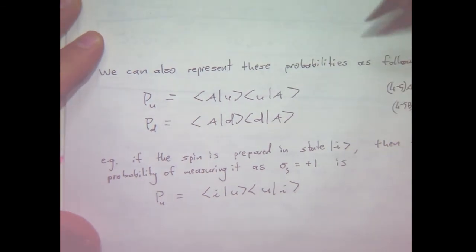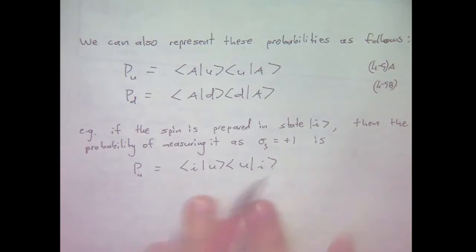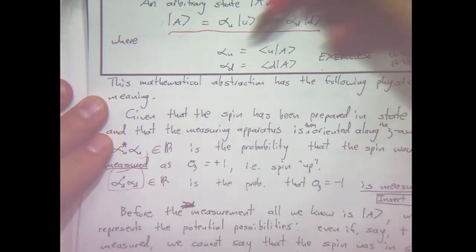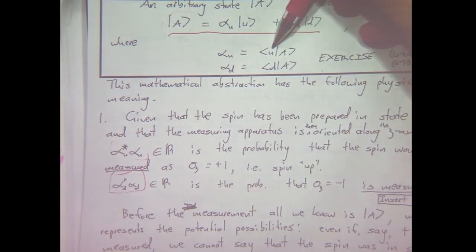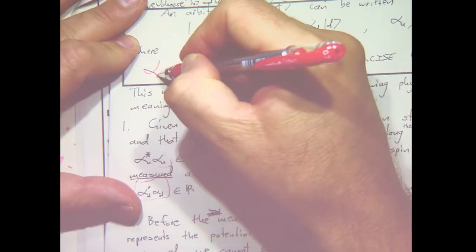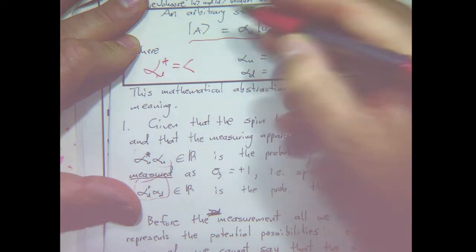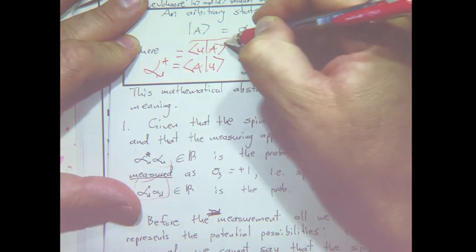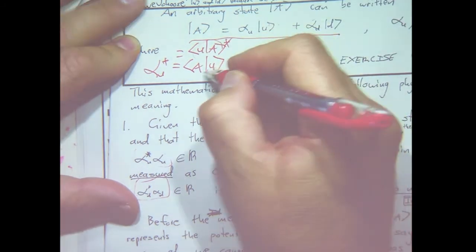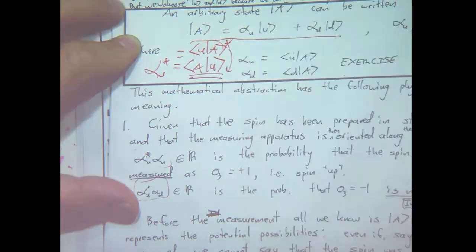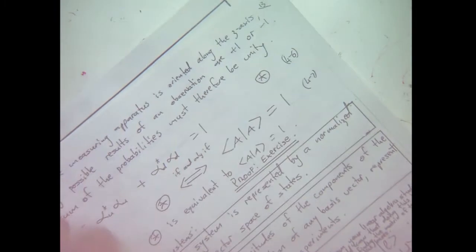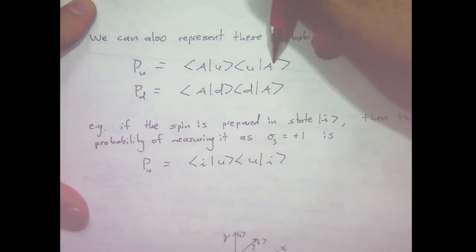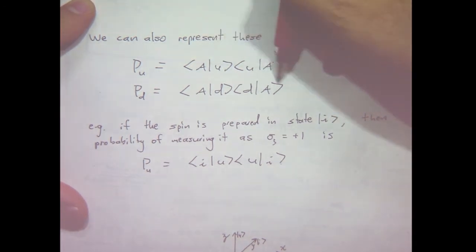The probabilities can also be represented like this. Alpha u star alpha u, but alpha u is A projected onto u, and alpha u star is equal to the complex conjugate of that, which is going to be that. I haven't explained why that is, so we'll just accept it for now. So the probabilities can also be written as the projection of A onto U times its complex conjugate, reading from right to left.